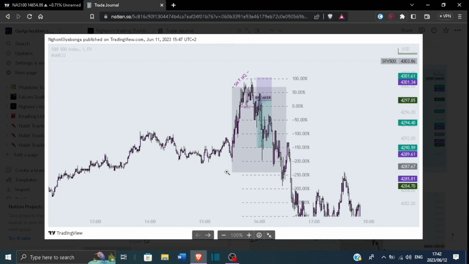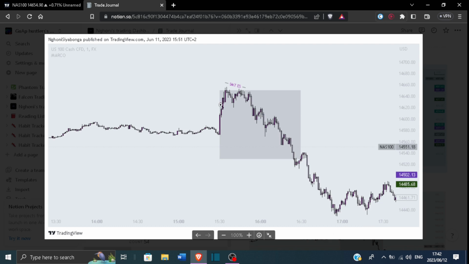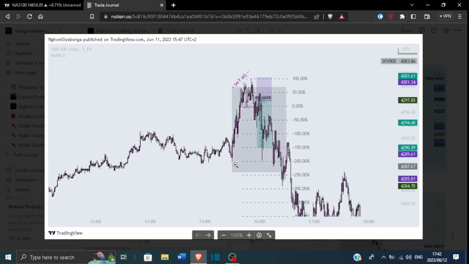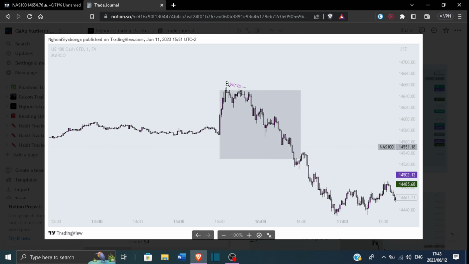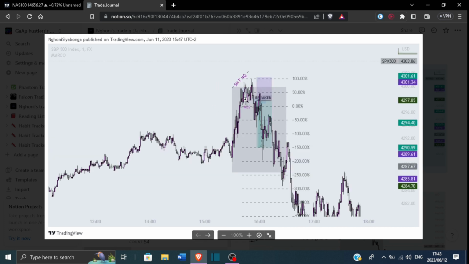The market on SPX 500 went high on the 9:30 open. On Nasdaq it also went high. But then if you look closely on the SPX 500, it went high, low, high, low, high. But on Nasdaq it made a high, low, and failed to make another higher high. So that would have been our SMT divergence. So we have the liquidity sweep over here, and we have the SMT divergence.